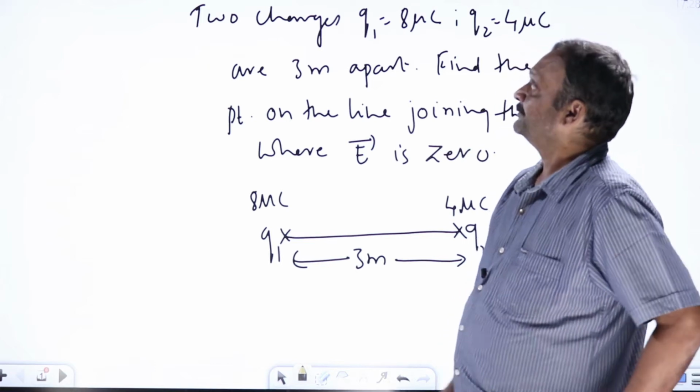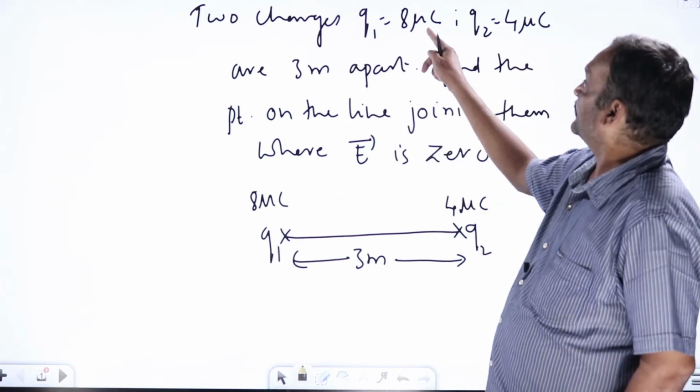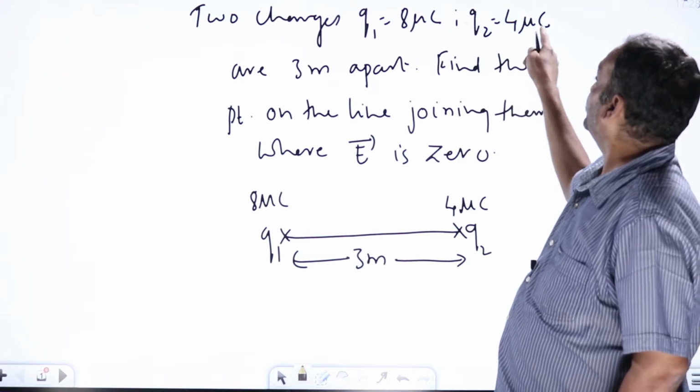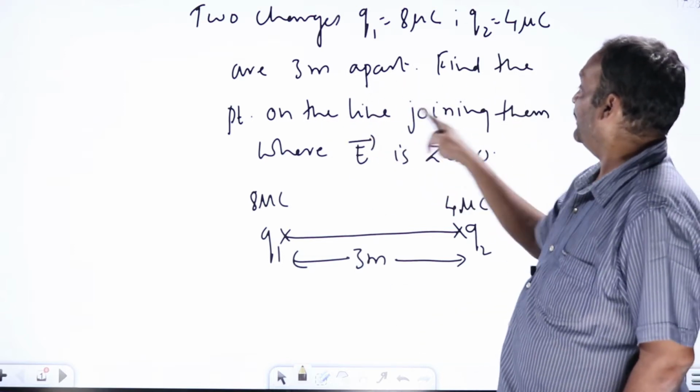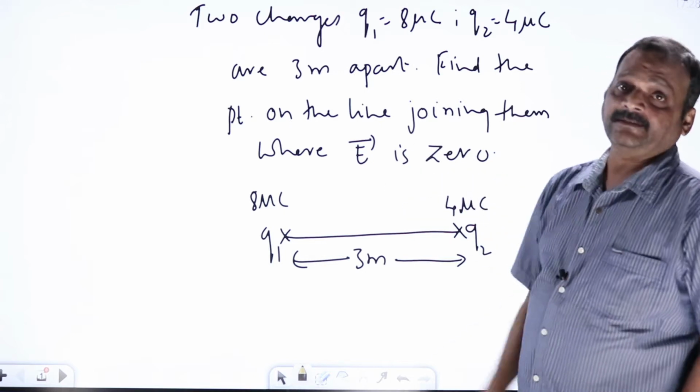Look at this problem. Two charges, Q1 equal to 8 microcoulombs, Q2 equal to 4 microcoulombs, are 3 meters apart. Find a point on the line joining them where the electric field is 0.